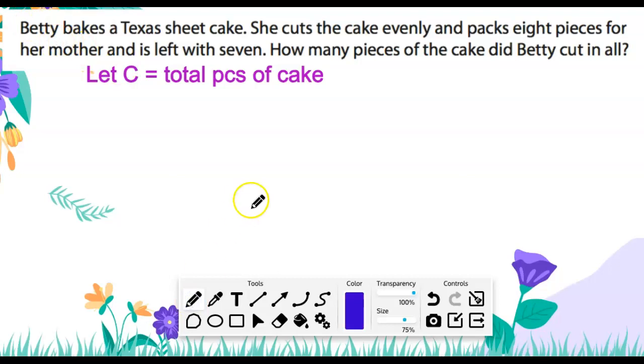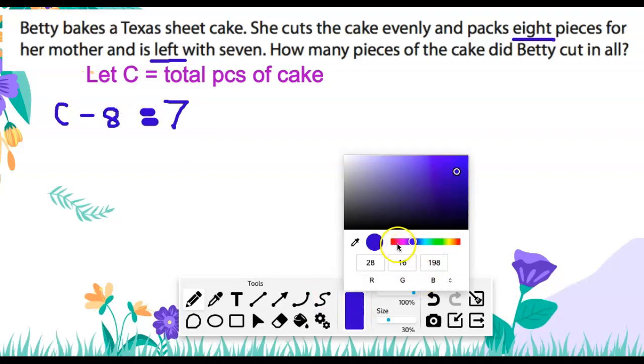Then we could start writing our equation. So if you look at the problem, it says she cuts the cake evenly and gives 8 to mom. Alright, and then she is left with 7, so we're looking for the total. So I could say the new value is 7, and what happened before 7 is she had the total number of cakes, so I could put C there, minus the number of cakes she gives to mom.